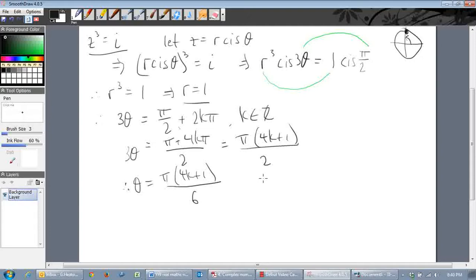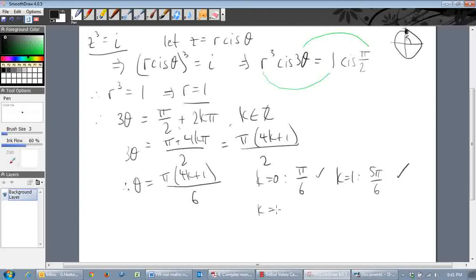Now let's look at different values of k. If k is equal to 0, what do we get? 0 plus 1, we get pi over 6. Remember we're looking for values between negative pi and positive pi. So we've got pi on 6 at the moment. What happens if we do k is equal to 1? We get 4 plus 1, 5 pi over 6. Is that within our tolerable arguments? Yes, it is. So that's a tick.